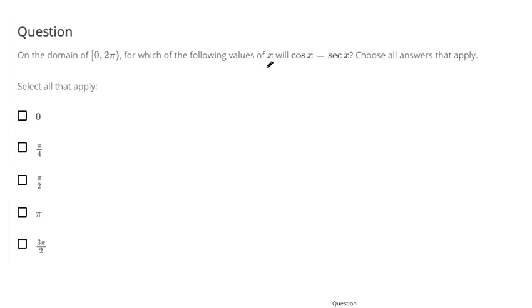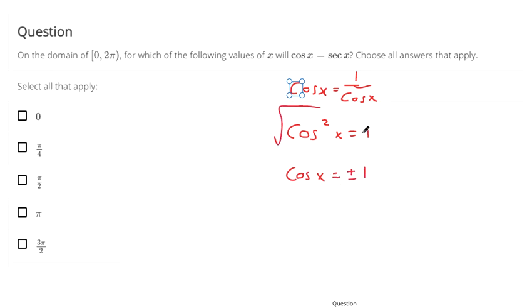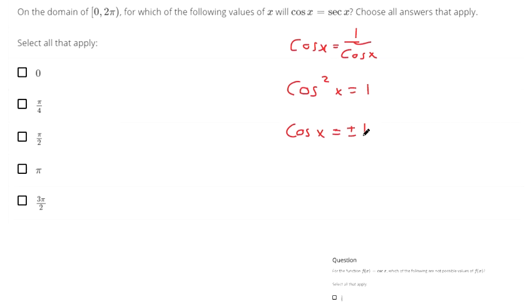Which of the following values of x will cosine of x equal secant of x? Well, let's rewrite that equation. Secant is just the reciprocal of cosine, and if I multiply cosine to both sides, I get cosine squared x equals 1. Or if I take a square root, cosine of x equals positive or negative 1, right? Because if you take a square root of both sides, square root of 1 is 1, but we've got to consider both the positive and negative values. And so when is cosine going to equal 1 or negative 1? That's what this equation says. That's when these two will be equal.